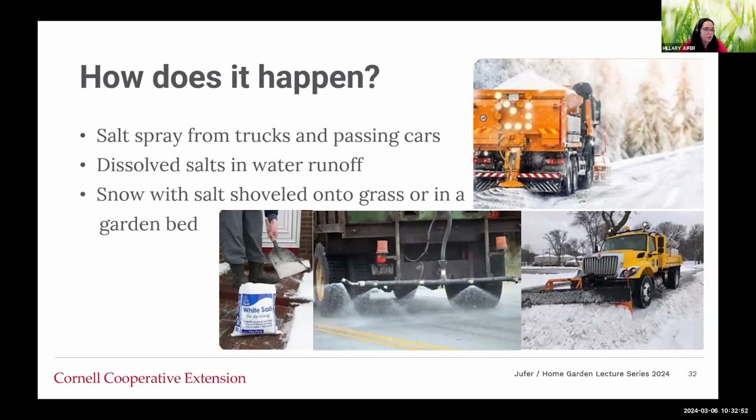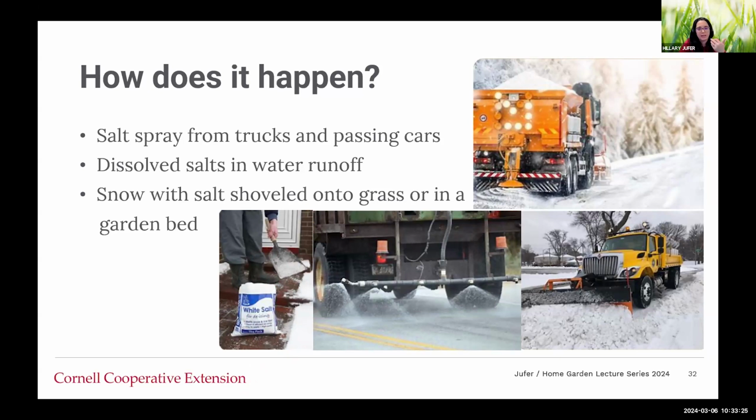Salt spray from trucks and passing cars can get into the beds and into everything. You can have dissolved salts in water runoff. You can have snow and salt shoveled onto grass or onto garden beds, just like this. You shovel a little bit, you put some salt down, and then an hour or 2 hours later you have to shovel again, but now that salt's mixed in it and you're throwing it over the side into your plants. So this is something that can be seen often.